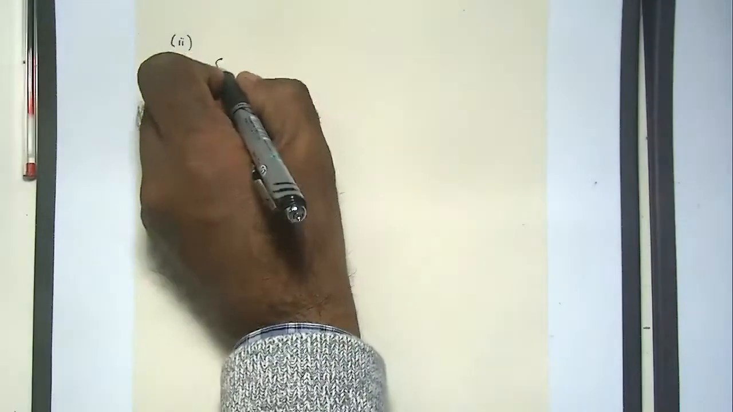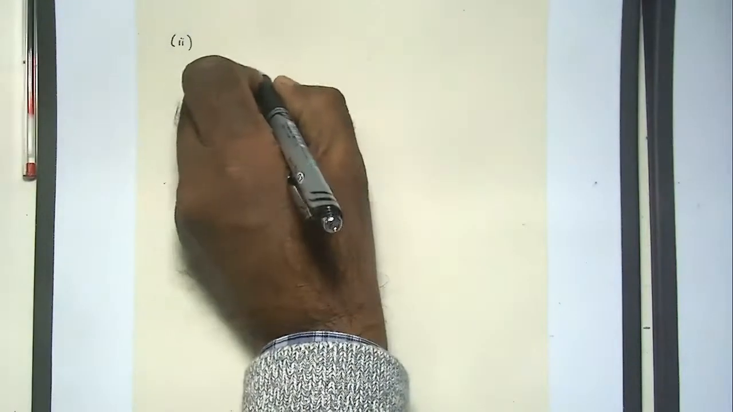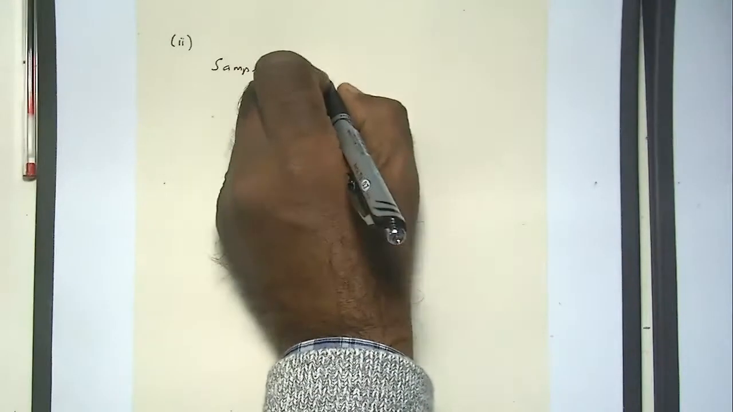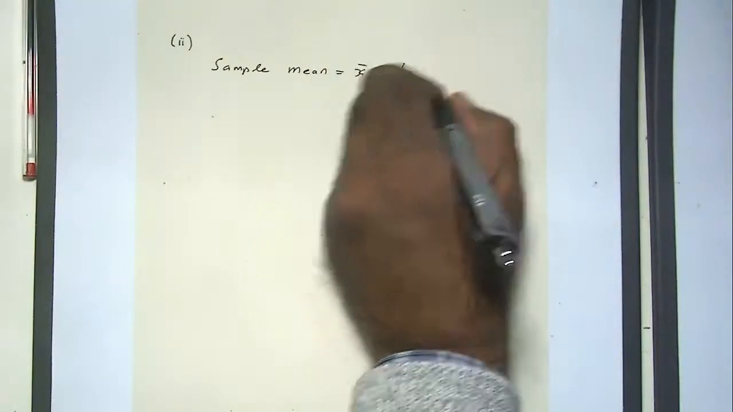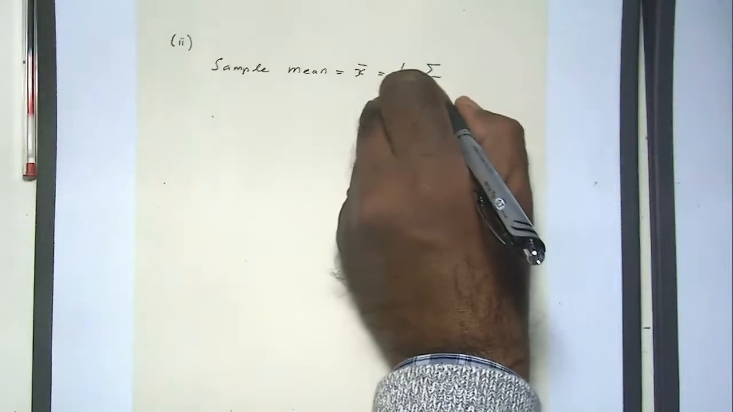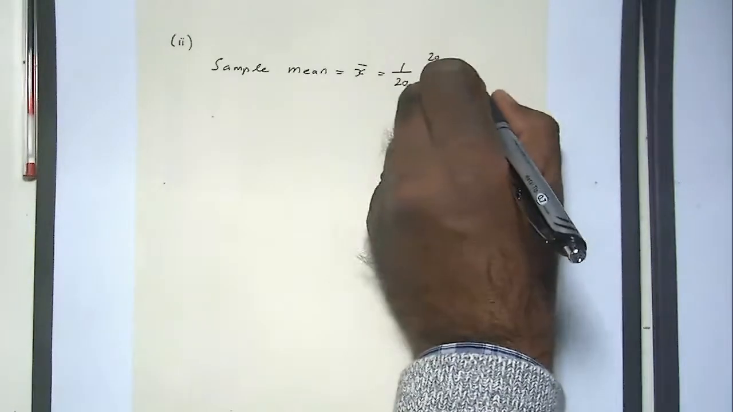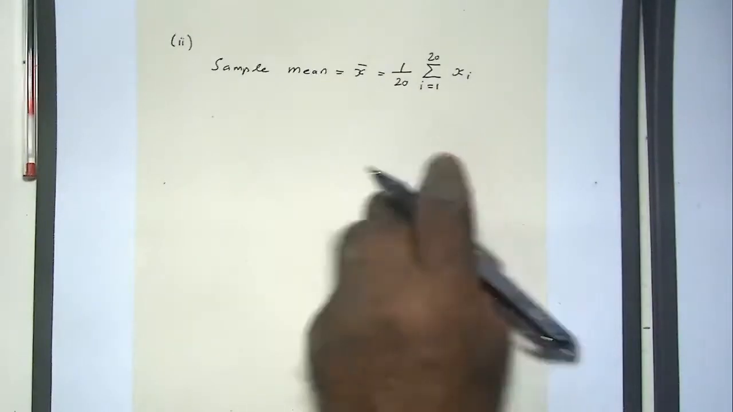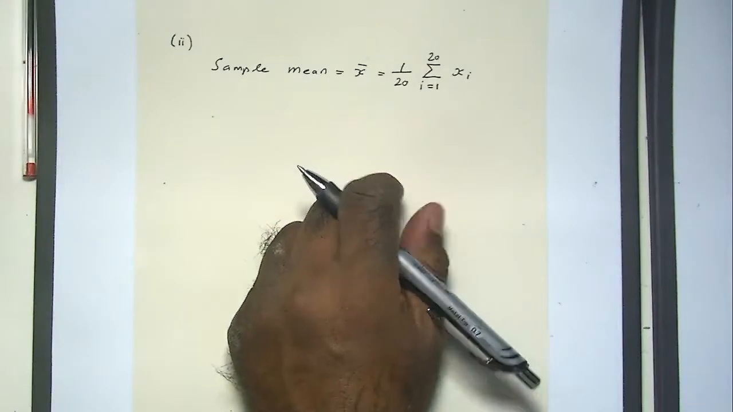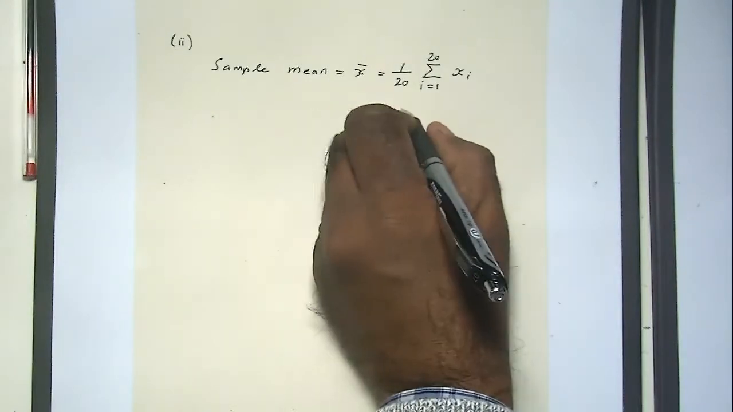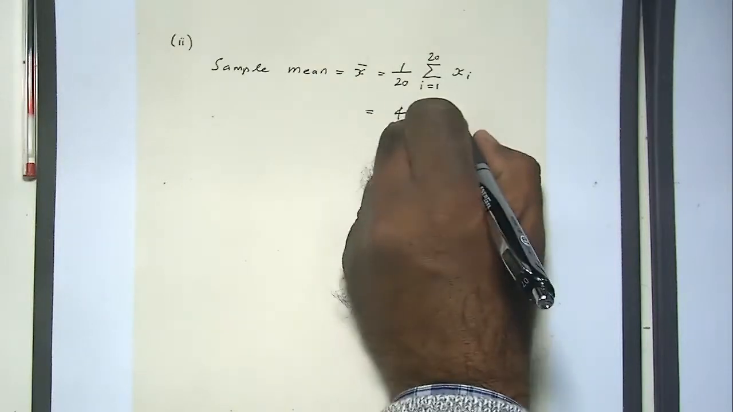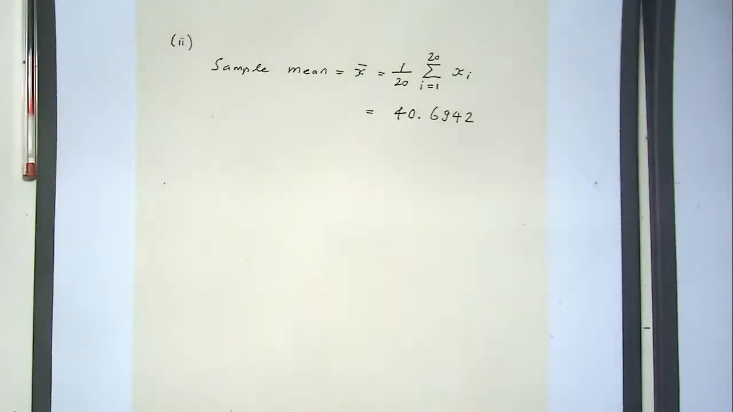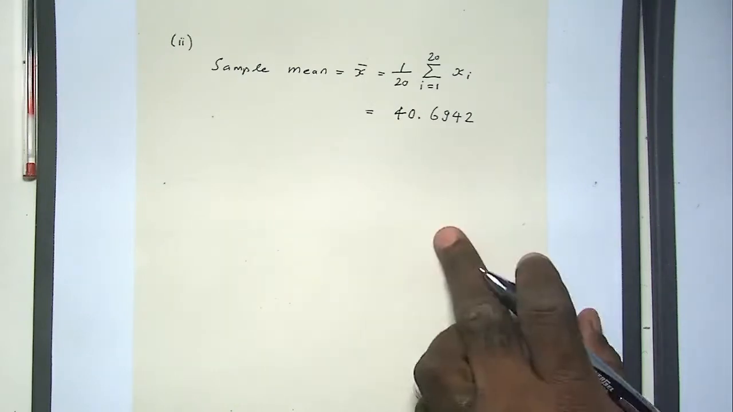So the sample mean is x bar, which is, you sum all the 20 numbers and divide by 20 to get the sample mean, which will be this, right? Okay, guys, this is what you got, yeah.